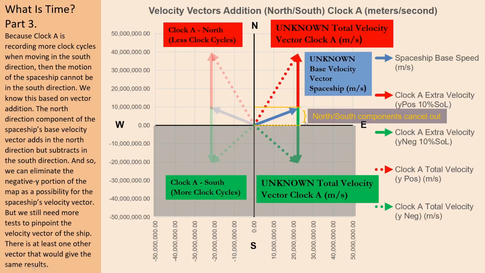And here you can see that it's just this little distance right here between the yellow dotted lines. That is the north component of this blue vector. And it adds in the north direction, but it subtracts in the south direction, and that's why the total velocity vector is smaller in the south direction, but it's longer in the north direction. And so that's how we know we can eliminate the south direction as a direction for the base velocity vector of the spaceship.